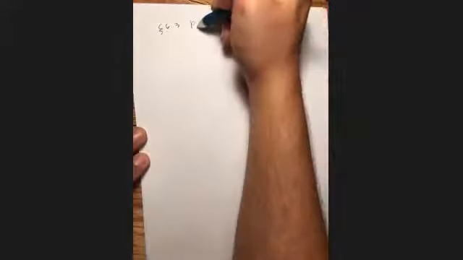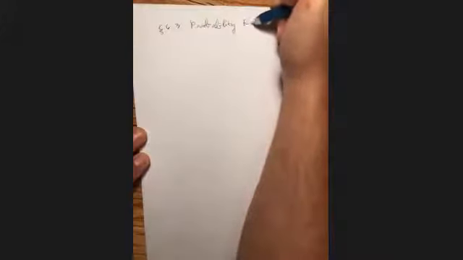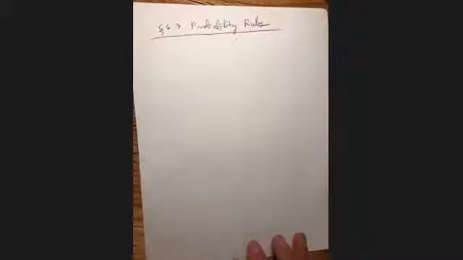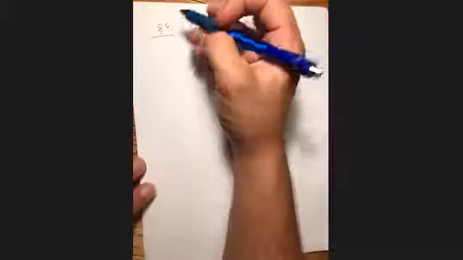Okay, so now we're looking at section 6.3. And here we're dealing with some more probability rules, basically. So probability rules or probability techniques, ways of calculating the probability of various events. So let's start from square one.